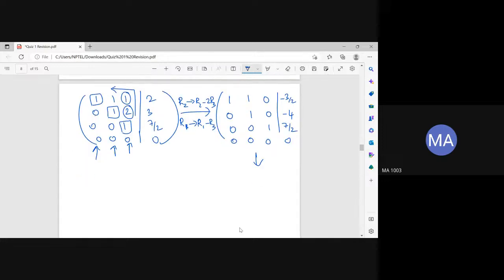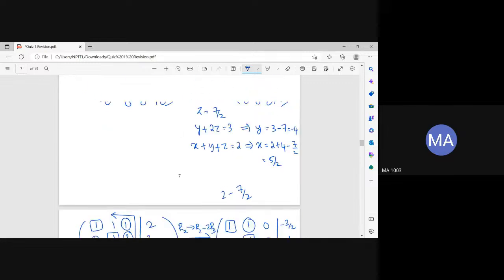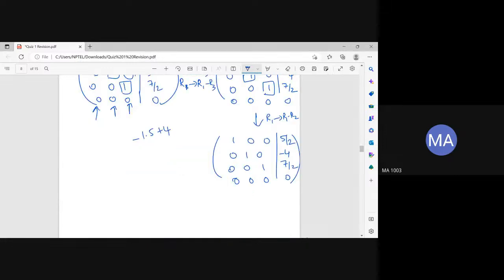It's still not an RREF because the second column contains a pivot. So we do R1 equals R1 minus R2. That way we'll get 1, 0, 0, minus 1.5 minus minus 4, so that becomes plus 4. So that's 2.5, is it? Yes. So we get a unique solution, right? And this matches the solution that we already got: 5 by 2, minus 4, and 7 by 2, right?